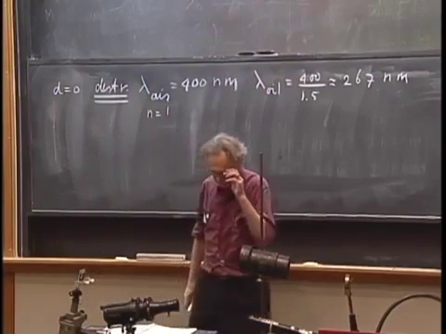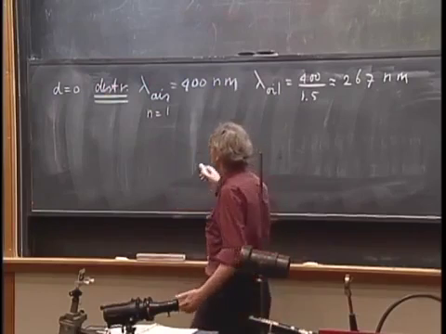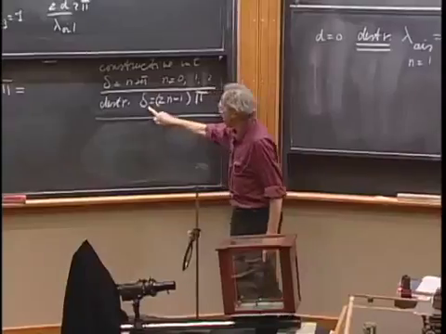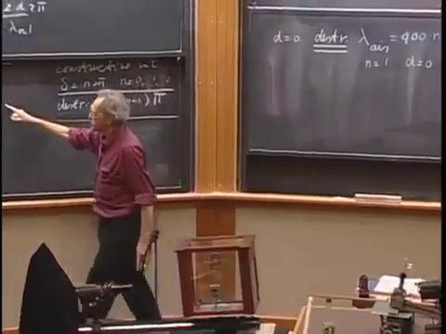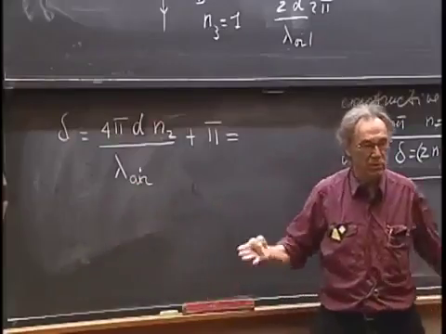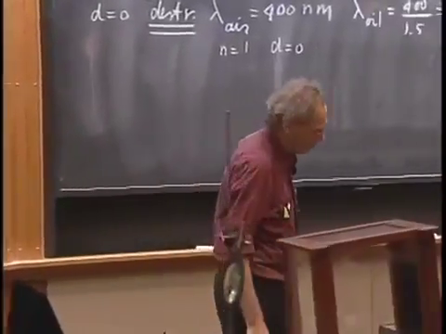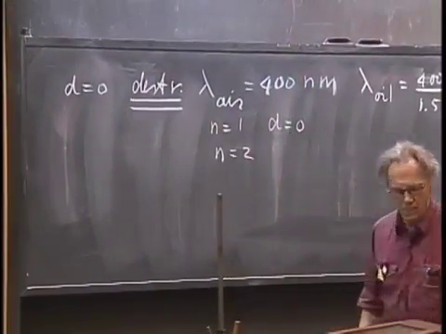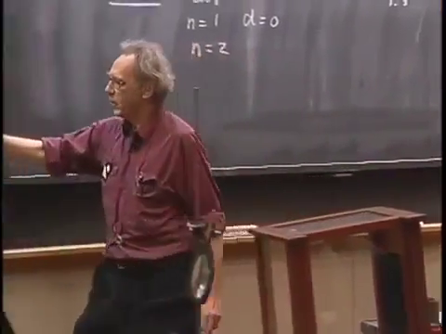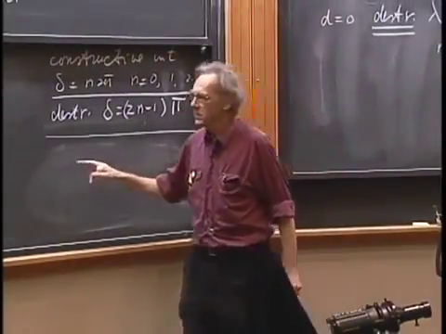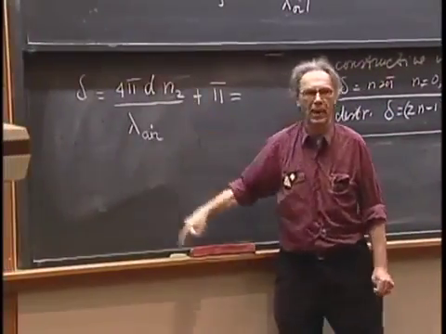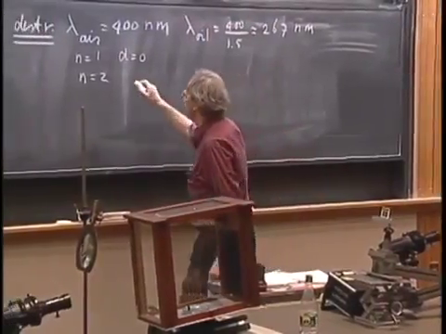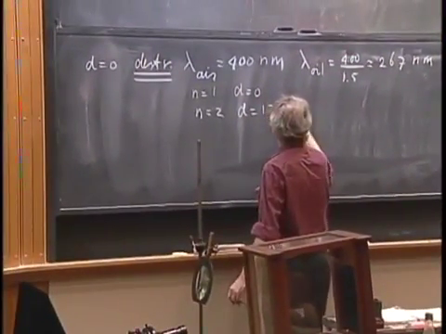And what do I find? I find d equals 0, of course. We knew that already. We just discussed that. Because if n equals 1, then that requires that delta is pi. And if delta is pi, then this term is 0. So you see that d is 0. You can immediately see that. So now we take n equals 2. And if you substitute for n equals 2 in this equation, you get 3 pi. And this is already pi, so this has to be 2 pi. And so if now you calculate what d is, you find that d is 133 nanometers.